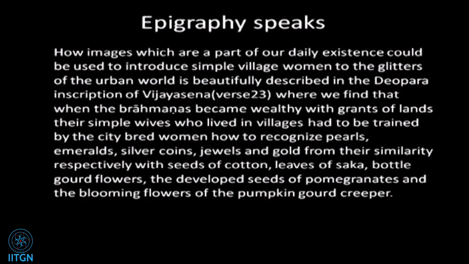It's a eulogy of King Vijayasena, who was one of the most famous rulers of the Sena dynasty of Bengal. Here the idea is that the king granted so much land to the Brahmanas, who were very poor, that they became very rich. Now, when they have enough money at their disposal, the wives of the Brahmanas are coming to the town, and they want to buy different kinds of jewelry and different kinds of stones. But because they were so poor, they never had any idea what the stones were.